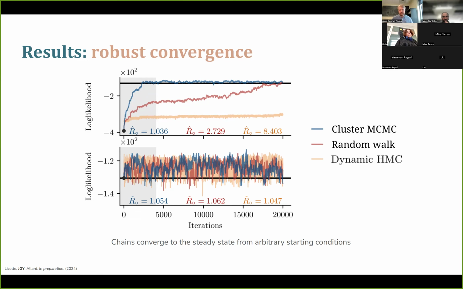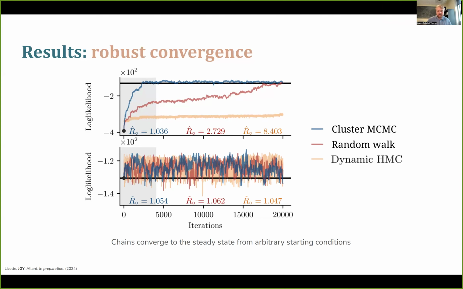The first result, if you're a Markov chain person, is that we have this robust convergence. These plots are showing the sampler running for 20,000 iterations with a couple of configurations. So cluster MCMC in blue is the full thing that I just talked about. Random walk is if we don't have any of these random walk moves. And in beige, dynamic HMC is Stan. So it's out-of-the-box sampling that doesn't have any clusters, but it is very efficient otherwise.